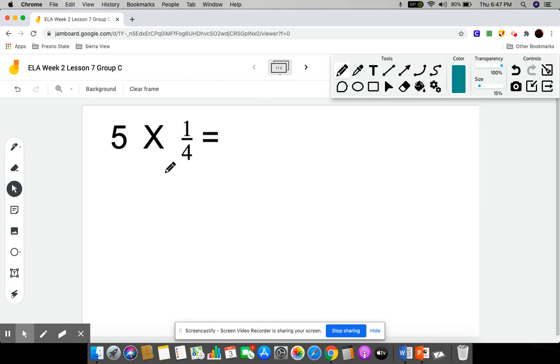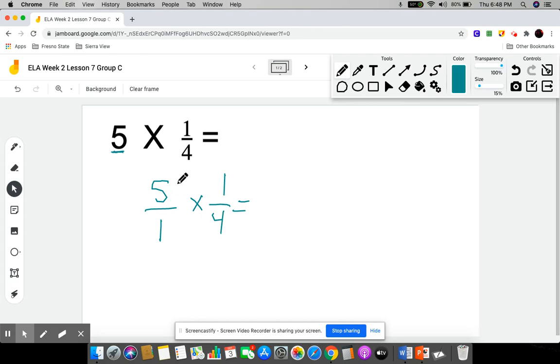Second method involves us knowing that this whole number, 5, is basically 5/1. This 5 whole is equal to this 5/1. They're the same thing, because if I wanted to divide 1 into 5, I would get 5 whole. Now I'm going to multiply, so I rewrote this whole number as a fraction.